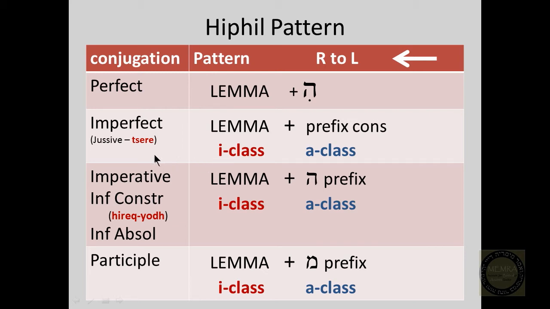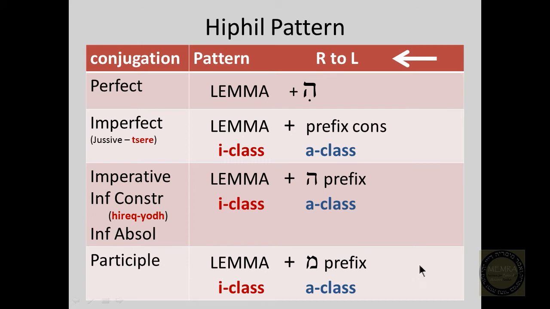Now, if this I-class vowel happens to be a tsera, you could have a jussive. Many times you will. In the imperative, infinitive construct, and infinitive absolute, you're looking for the hey prefix, but this time there's no hirik underneath it like with the perfect. You have a hey prefix with A class followed by I class vowel under the lemma. And if that I class vowel is hirik yod, the long hirik yod, you're going to have a Hiphil infinitive construct. Otherwise, you're going to see either an imperative or an infinitive absolute.